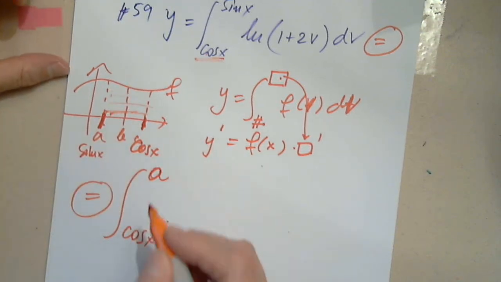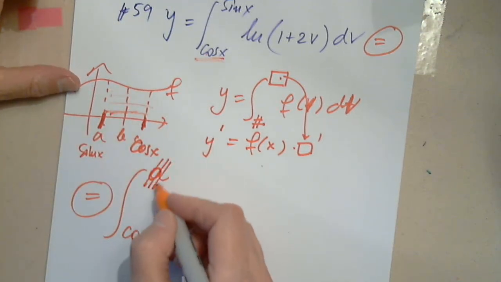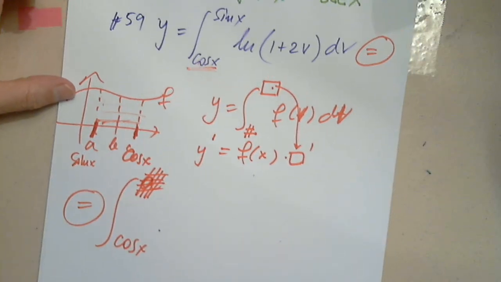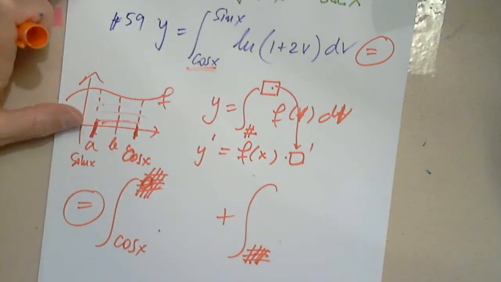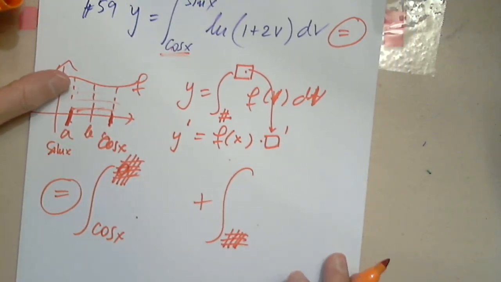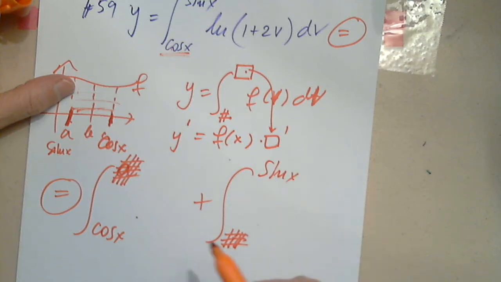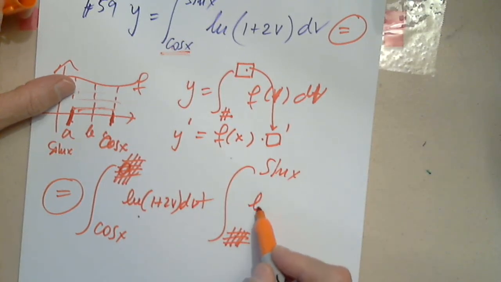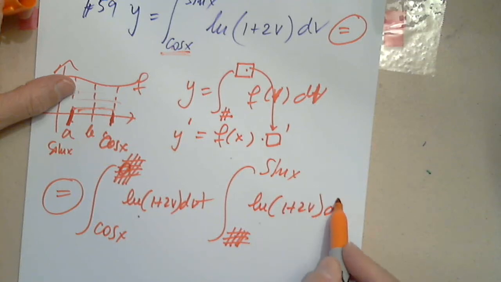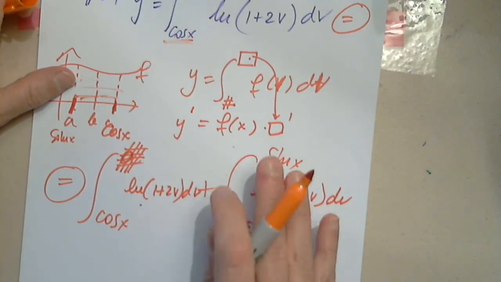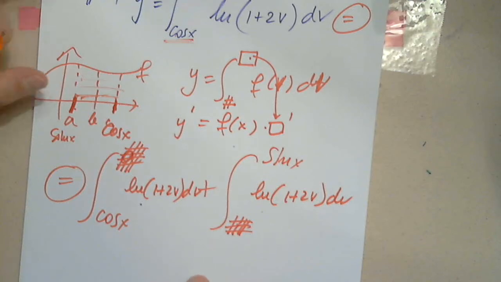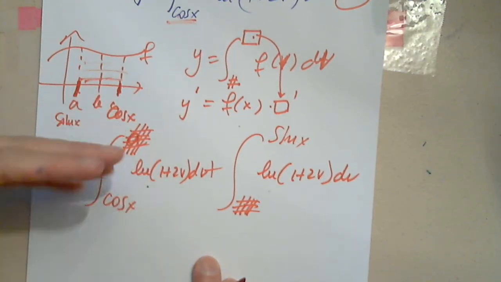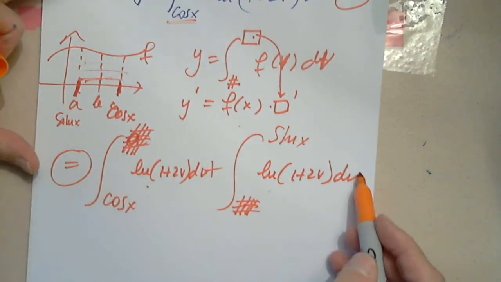You can put a number a. You can just put the symbol number or whatever. It doesn't matter, as long as you start at the same point, whatever this is. Many of my students want to put 0. Put 0. From 0 to sine x, natural log 1 plus 2v dv. This is now set up correctly, but this one is not. But I have a way of adjusting it.